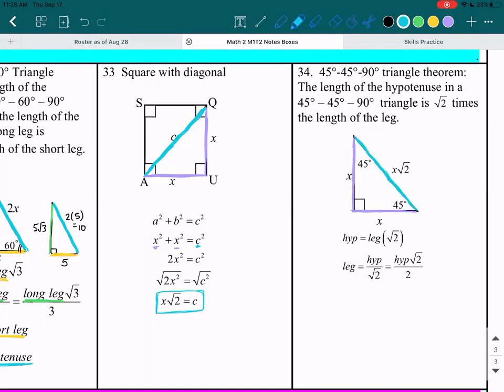So the hypotenuse, which is the blue side, x radical 2, is equal to the leg, which is the purple side, times radical 2. And then the leg itself is equal to the hypotenuse divided by radical 2, also known as the hypotenuse times radical 2 divided by 2. So you can use either of those formulas depending on which one helps you more in the situation.